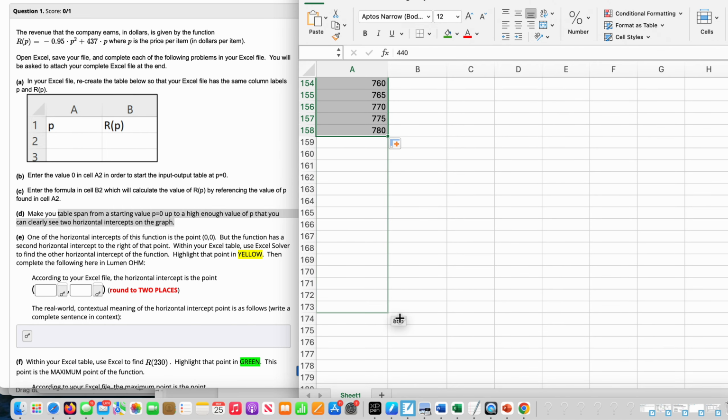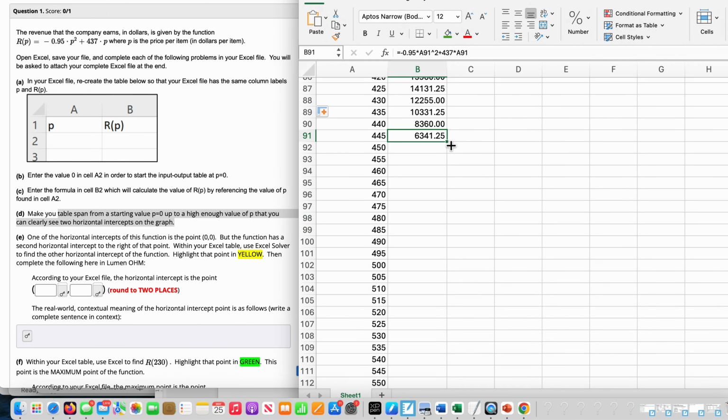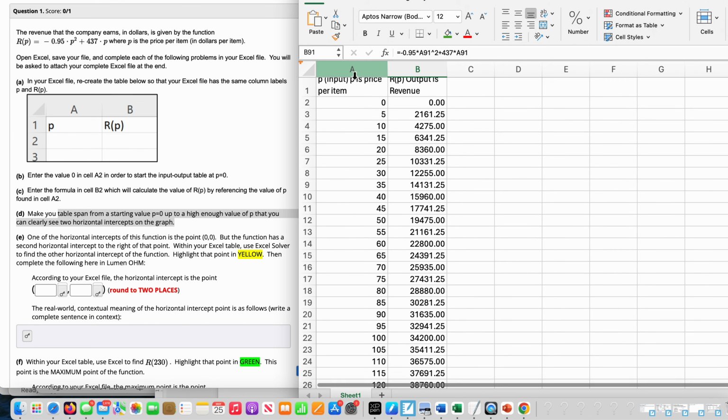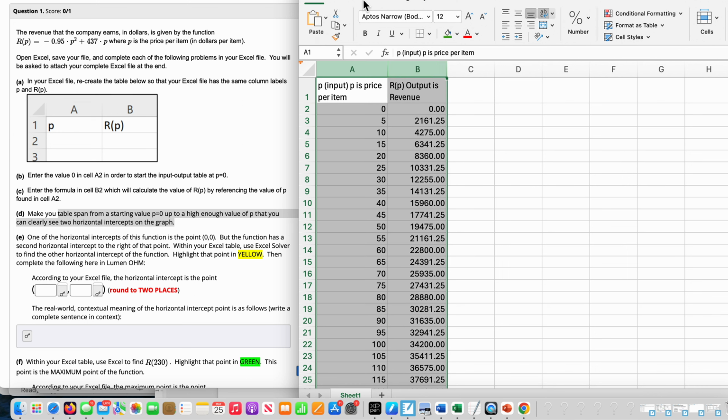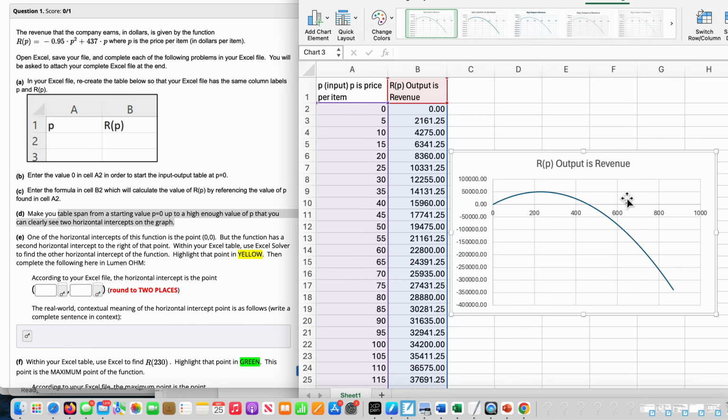I'm going to continue on. Okay, let's just go a little bit further. All right, and so now I need to copy down my revenue function, double click on that. All right, so let's come up here, and I'm going to graph this again. Don't be afraid to adjust your input and output table to make sure that it represents what you need. So I'm going to insert smooth line graph.